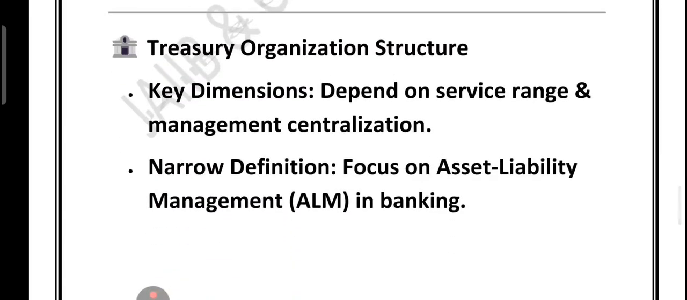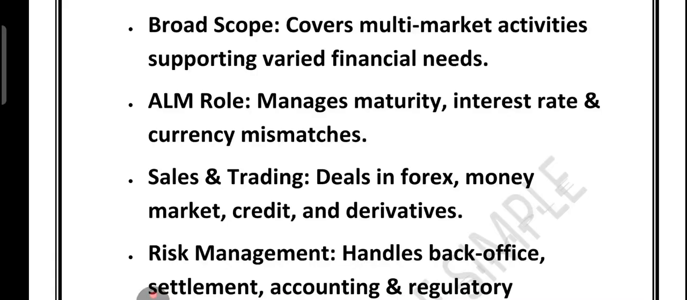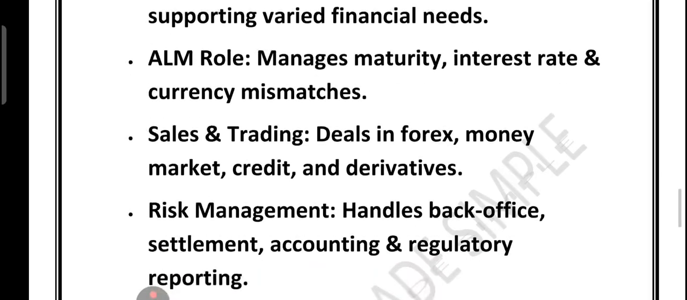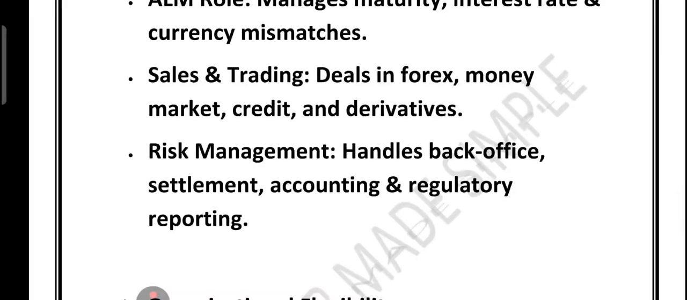You know very well that it depends on the service range and management centralization. The treasury organization structure focuses on asset liability management, that's called ALM. The ALM role is to manage maturity, interest rate and currency mismatch. Sales and trading deals in forex, money market, credit and derivatives. Risk management and back office handle operations, settlement, accounting and regulatory reporting. So in short, finance manages long-term strategy, treasury ensures daily liquidity and operational efficiency, and both handle long-term and short-term investment. Together they maintain a stable, profitable, risk-managed financial system.